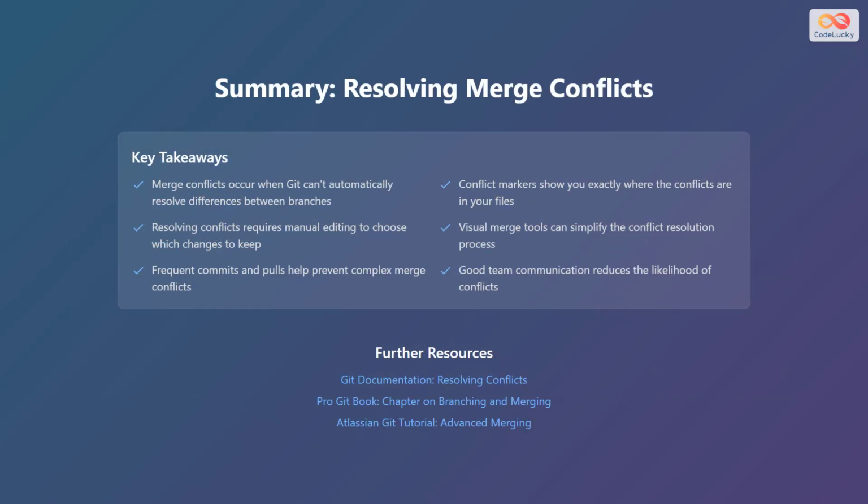In summary, merge conflicts occur when Git cannot automatically resolve differences between branches. Conflict markers show you exactly where the conflicts are in your files. Resolving conflicts requires manual editing to choose which changes to keep. Visual merge tools can simplify the conflict resolution process. Frequent commits and pulls help prevent complex merge conflicts. Good team communication reduces the likelihood of conflicts. For further learning, refer to the Git documentation on resolving conflicts, the Pro Git book chapter on branching and merging, and the Atlassian Git tutorial on advanced merging.